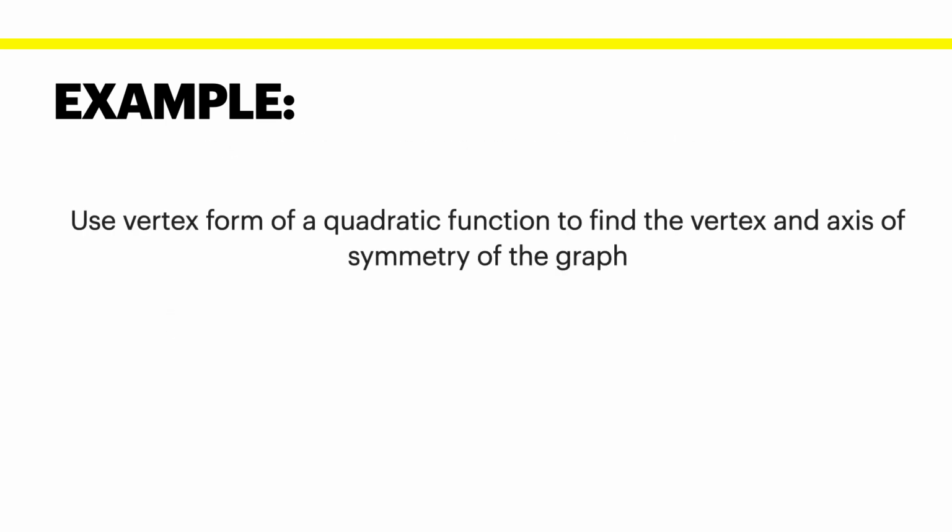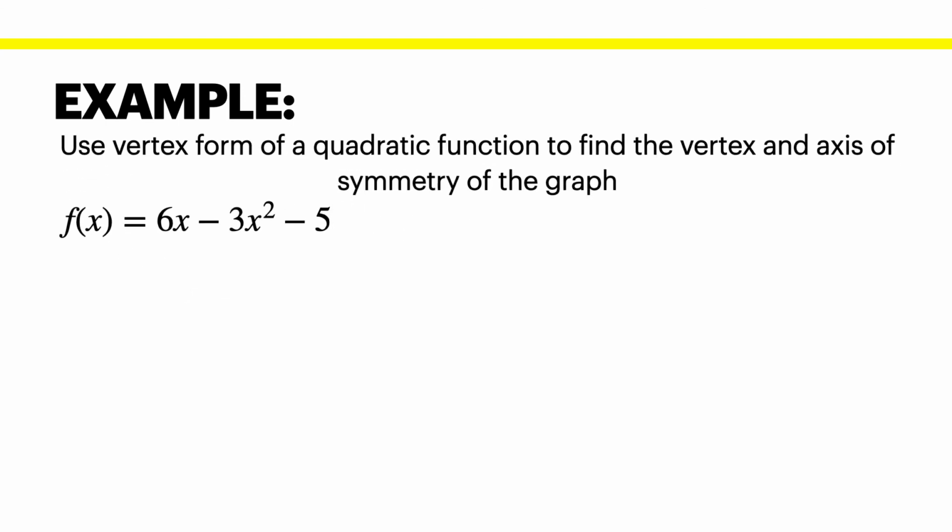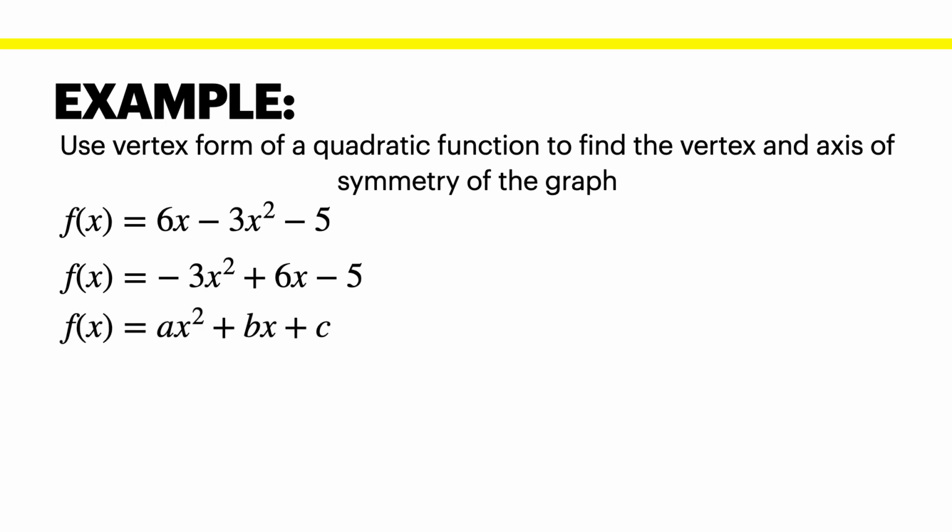Let's have another one. Use the vertex form of a quadratic function to find the vertex and axis of symmetry of the graph f of x is equal to 6x minus 3x squared minus 5. Let's try to understand this. If you have a quadratic function in this form, all you have to do is rearrange it into the standard form. So it's going to be -3x squared plus 6x minus 5. That's fine. In this case, we can now match it up.